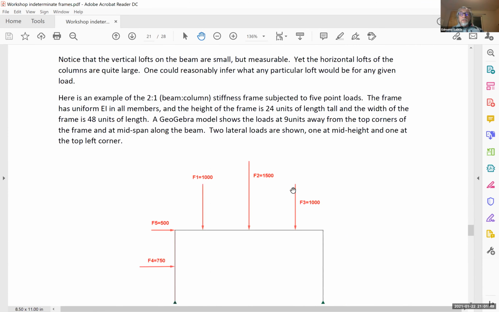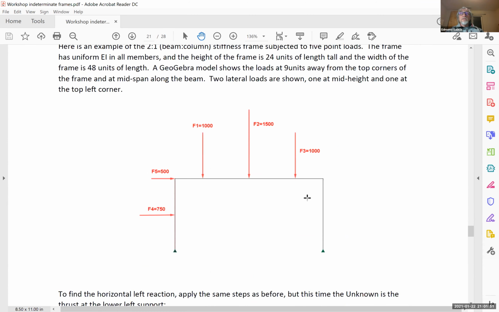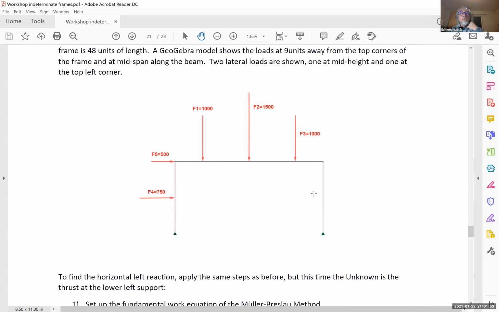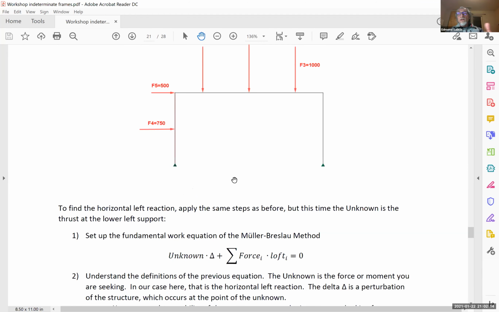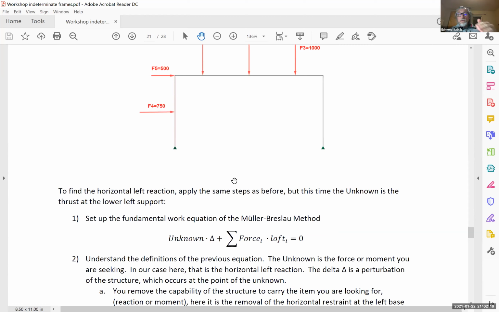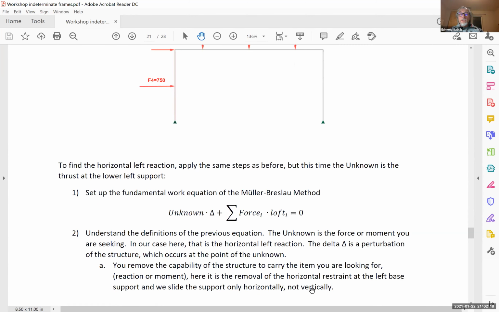So here's the problem that I'm looking at. Several loads that are going down, several loads that are going across. They could be kilonewtons, they could be pounds. And we'll use the Muller-Breslau equation, which has been explained before. The unknown is the thing that we're looking for. That will be the thrust, the horizontal thrust. The delta is how much I move it. And then the forces are given. And the loft is how much do those forces move through that perturbation.